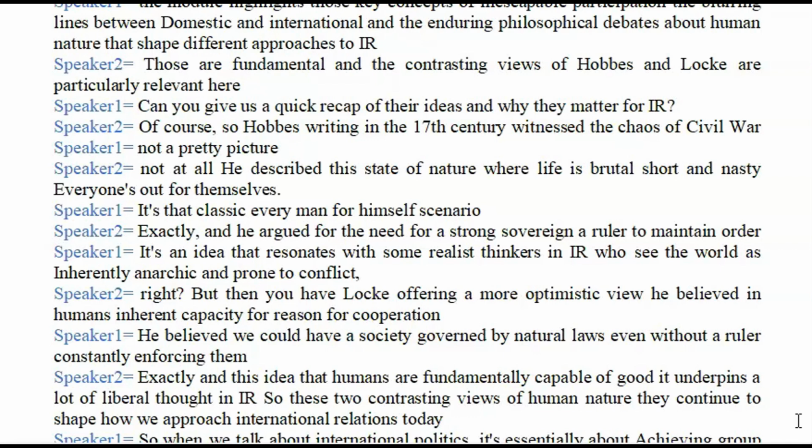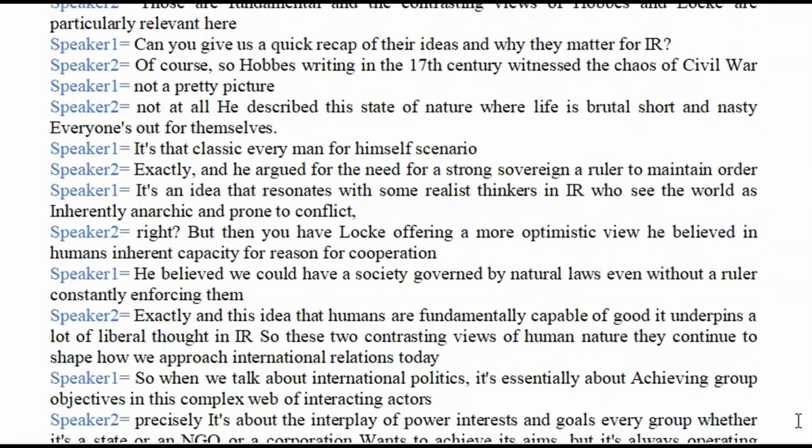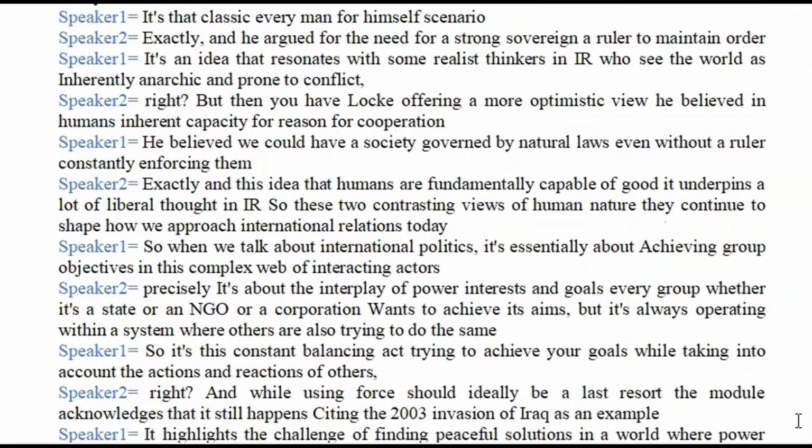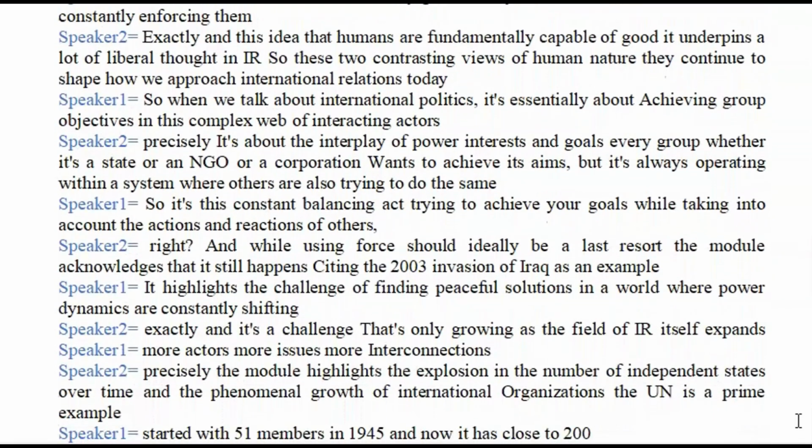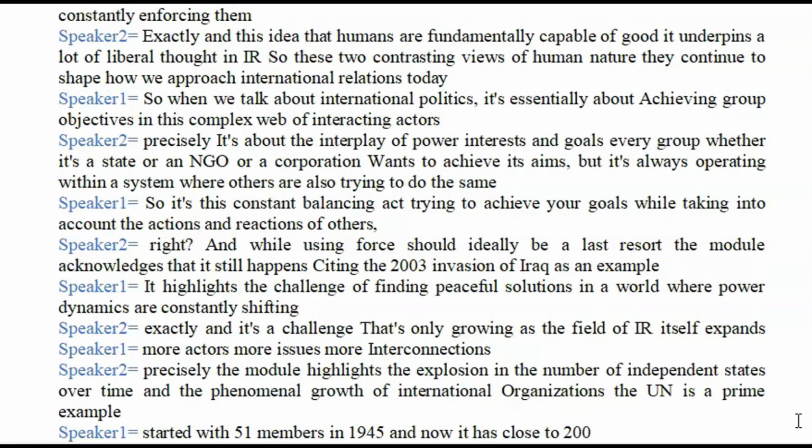He believed in humans' inherent capacity for reason, for cooperation. He believed we could have a society governed by natural laws, even without a ruler constantly enforcing them. Exactly. And this idea that humans are fundamentally capable of good underpins a lot of liberal thought in IR. So these two contrasting views of human nature continue to shape how we approach international relations today.